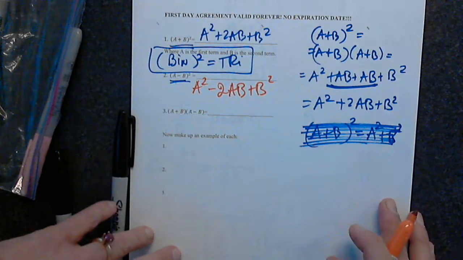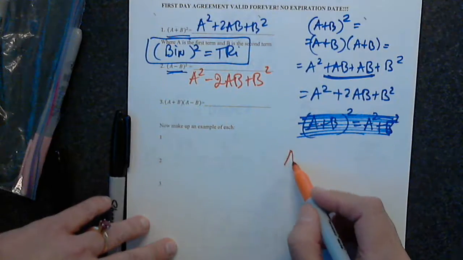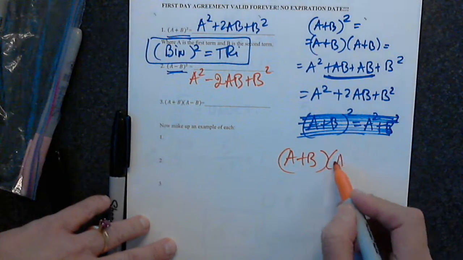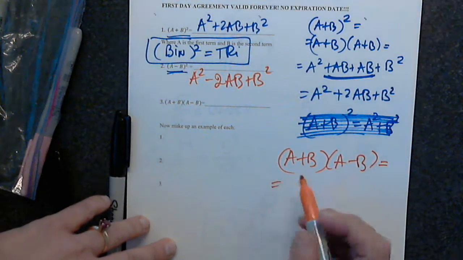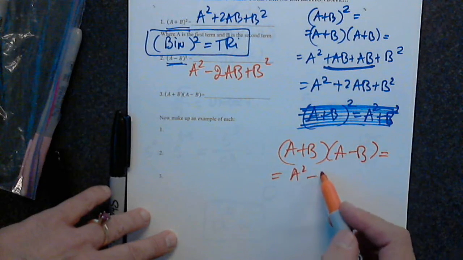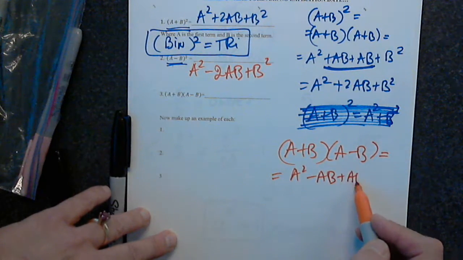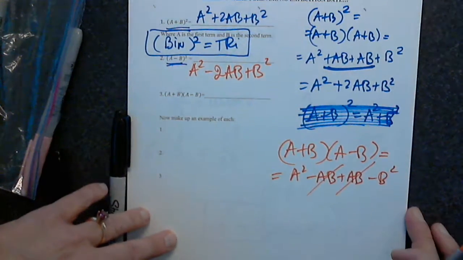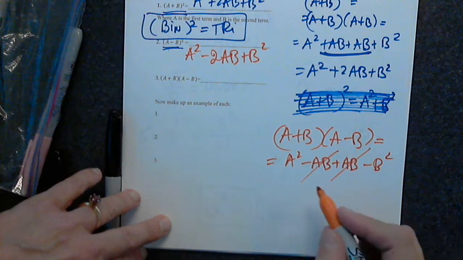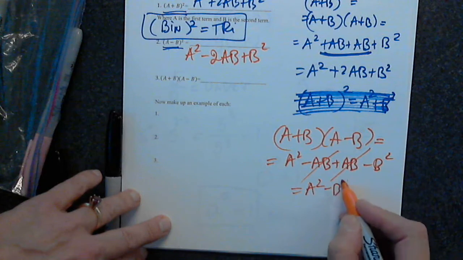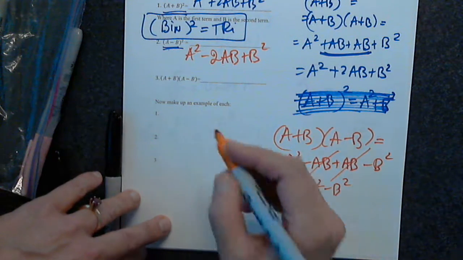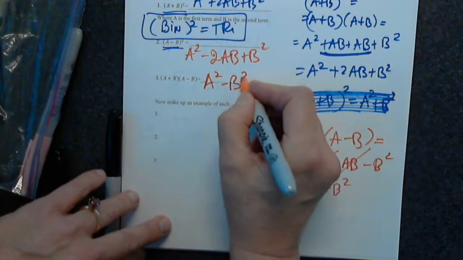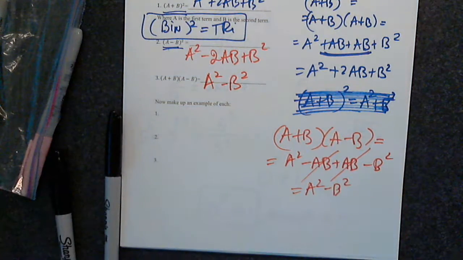And the last one, let's FOIL it for now. So (a plus b) times (a minus b). I FOIL and I get a squared, and I get minus ab, and I get plus ab from these two, and minus b squared. This time, these two are opposites. So then they cancel out and we get a squared minus b squared. But this is not how I need to remember these.